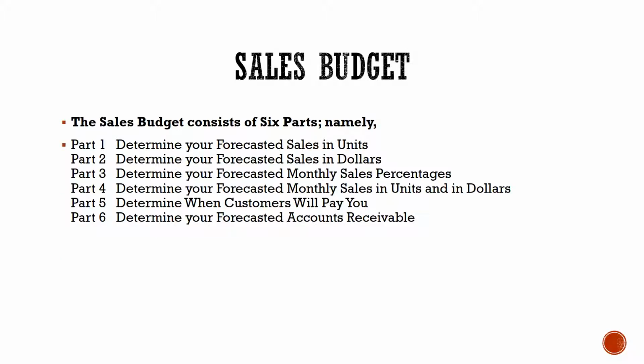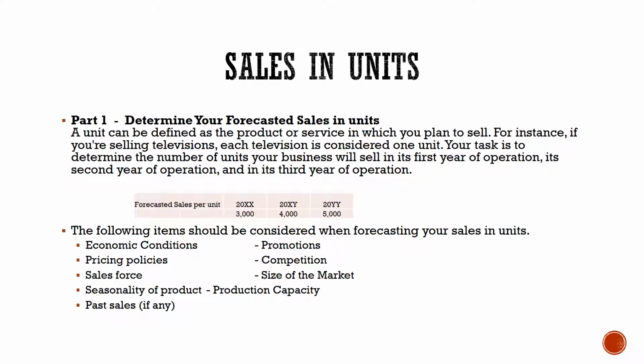The sales budget consists of 6 parts. You have to forecast sales in units, forecast sales in dollars, forecast monthly sales percentages, determine your forecasted monthly sales in units and in dollars, determine when customers will pay you, and determine your forecasted accounts receivable. So your first part: determine your forecasted sales in units. A unit can be defined as the product or service that you plan to sell. For instance, if you're selling televisions, each television is considered 1 unit.